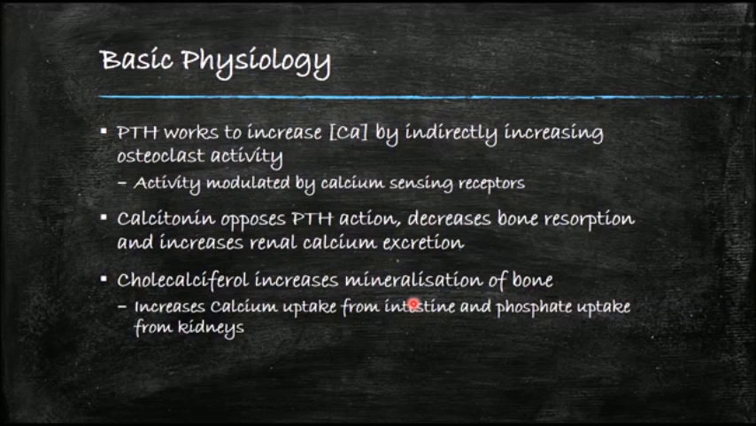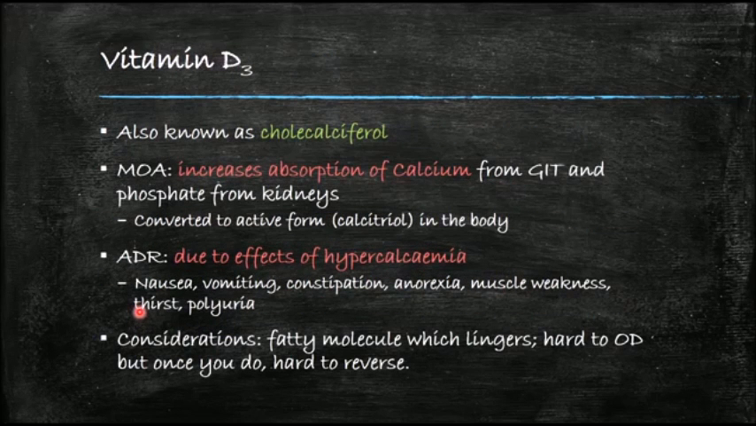Calcitonin opposes parathyroid hormone. And vitamin D, or cholecalciferol, increases your mineralization of bone and increases your calcium uptake. That's just basic physiology. So D3 is the most commonly used form of vitamin D, and it's the one that's available as an oral capsule or tablet. And the main reason we use it is that it increases your absorption of calcium from the GIT and phosphate from the kidneys. It itself, a fat-dependent vitamin, doesn't cause any side effects or anything.